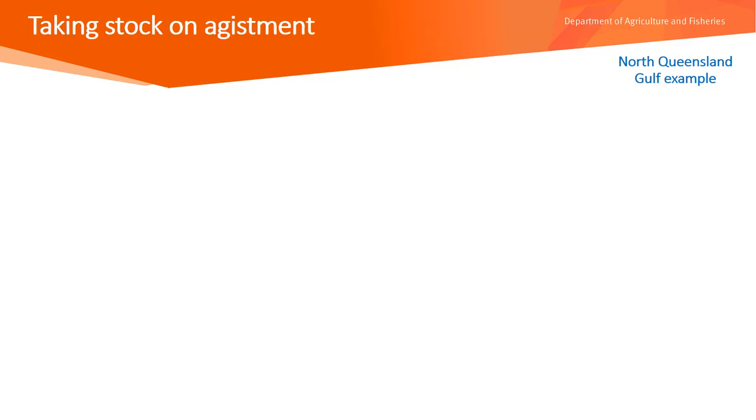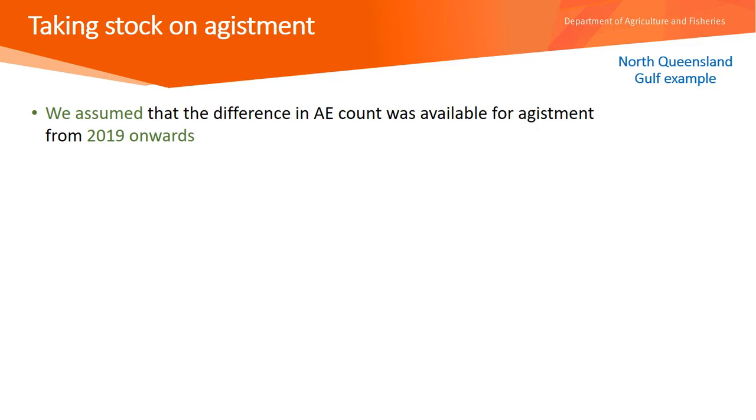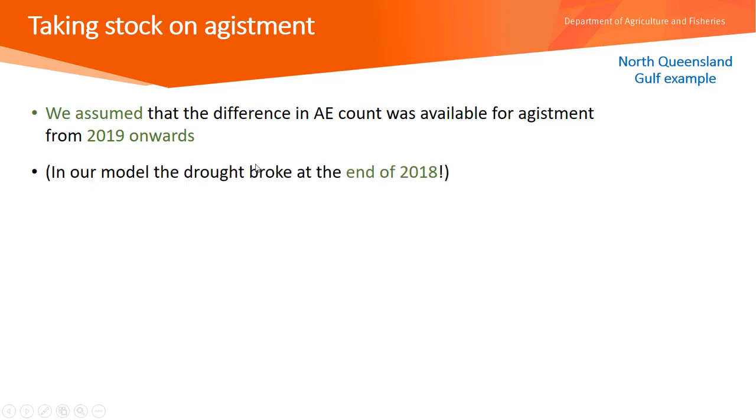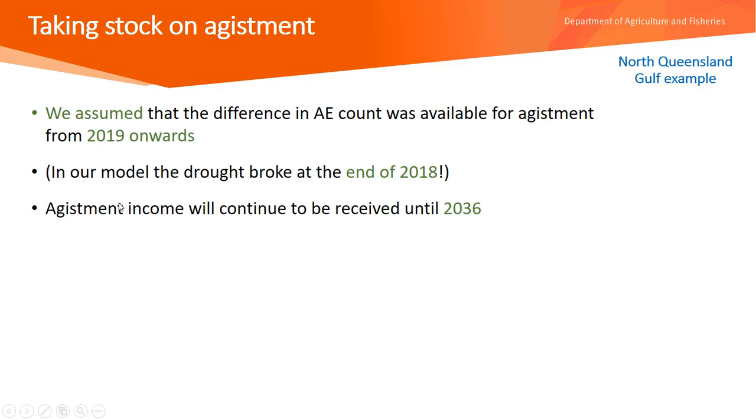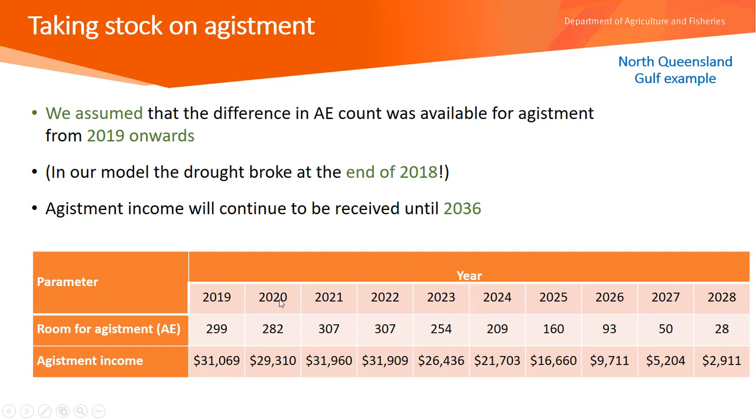Now, let's look at taking stock on agistment to fill that gap. We assumed that the difference in AE count was available for agistment from 2019 onwards, so the drought broke. Agistment income will continue to be received in small amounts right out till 2036. So here we are. Our parameter is the years, the amount of room that we can calculate there available for agistment. Of course, it goes on in small numbers after that.